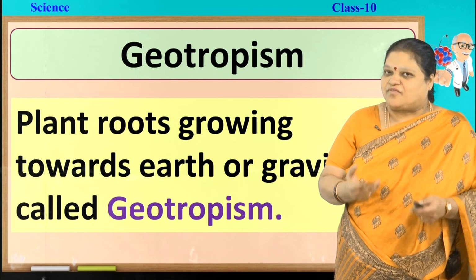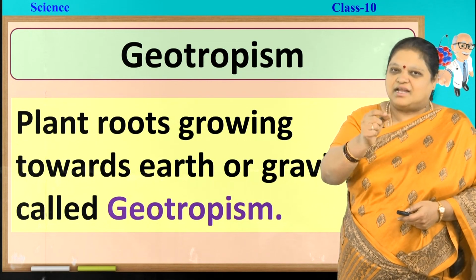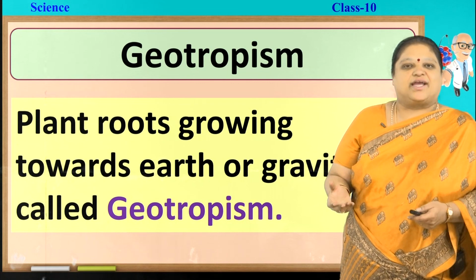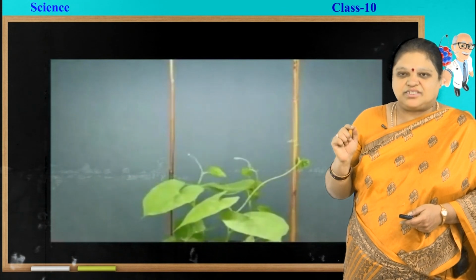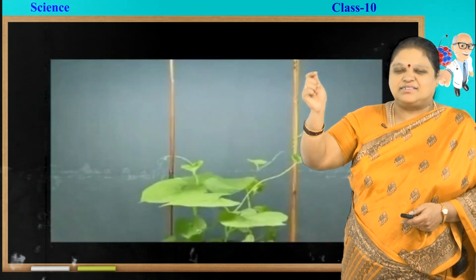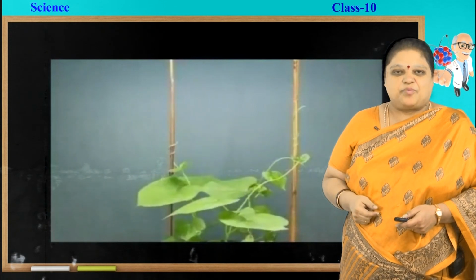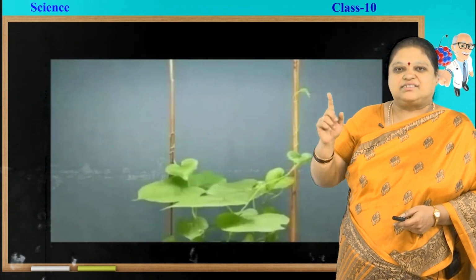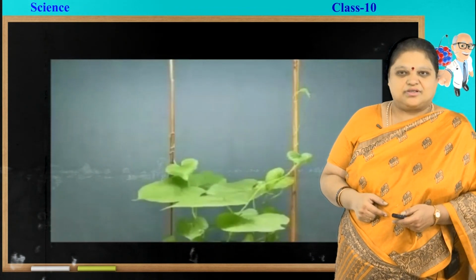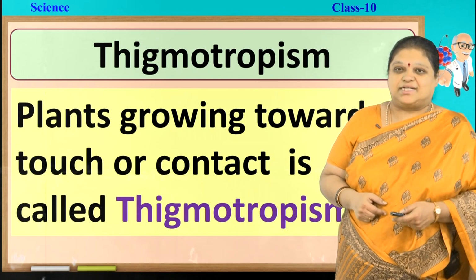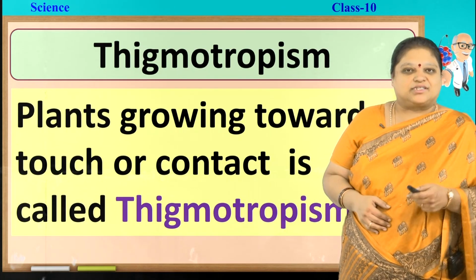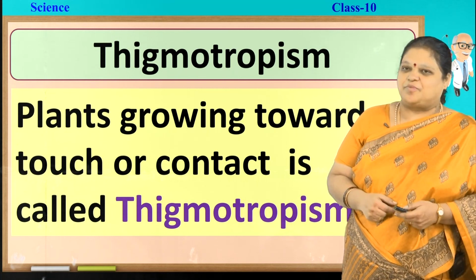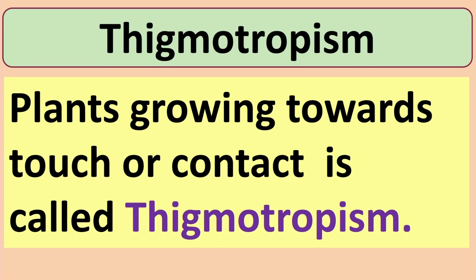Children, I want you to make note of all these things. They are very easy and very simple and catchy, so that you can write in your exams. Next, you can see here a small twig. The tendril is circling around the support it is having. As soon as it touches a support, it starts circling around it. So, what do you call this type of tropism? Let us see. It is responding to the touch. So, you call it thigmotropism. Plants growing towards the touch or contact is called thigmotropism.